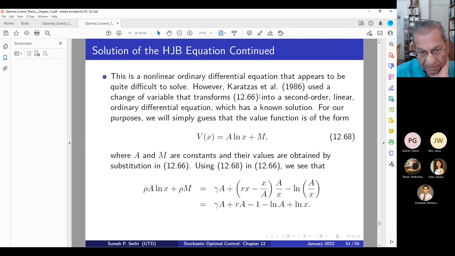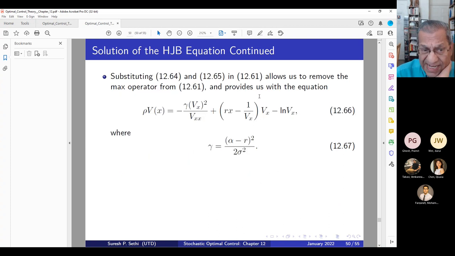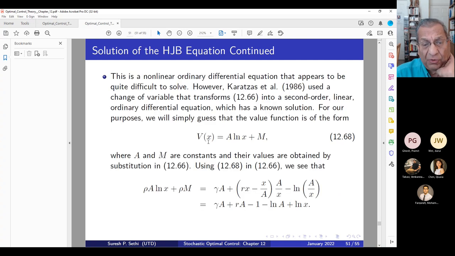Okay. So what Merton did is what we are doing right now. We're not doing what KLSS did. We're doing what Merton did. What Merton did is guess the solution. And when you guess the solution, here's one guess. I'm going to guess it. And we will provide you the guess if I give you an example or exercise of this kind, because it's not always easy to make these guesses.